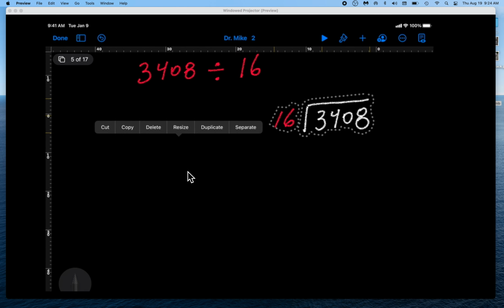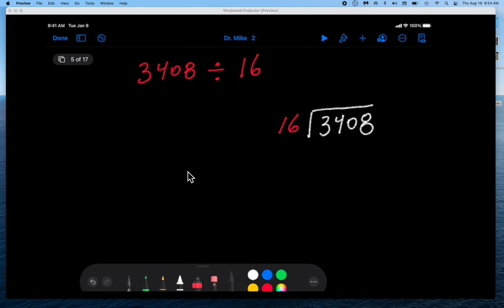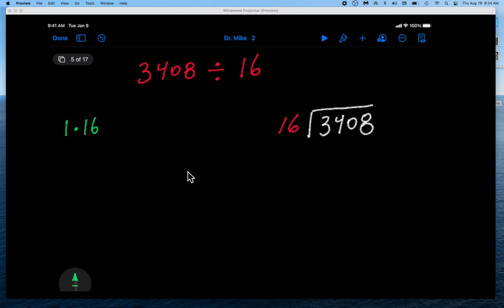Let's move this over here temporarily. And we're going to build a table involving 16, specifically the multiples of 16. So we know that 1 times 16 equals 16, 2 times 16 equals 32, 3 times 16 is going to equal, 3 times 6 is 18, carry the 1, 48.